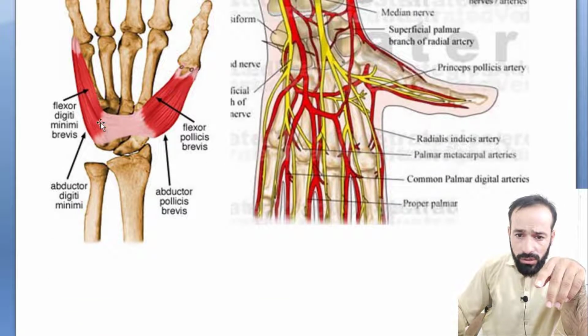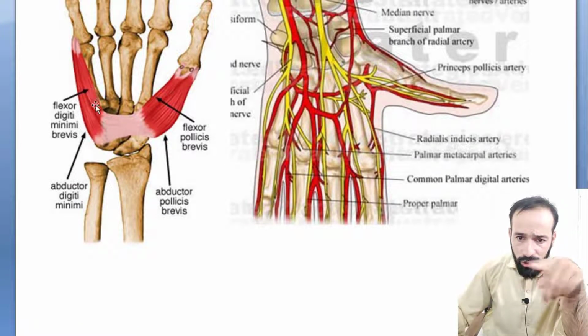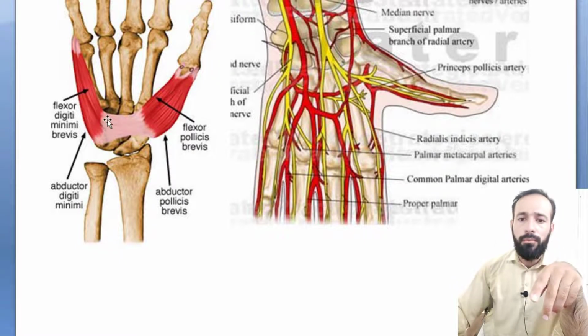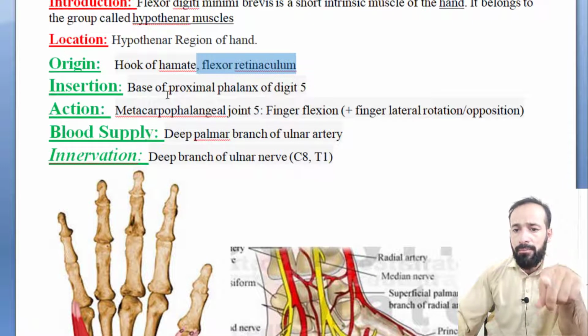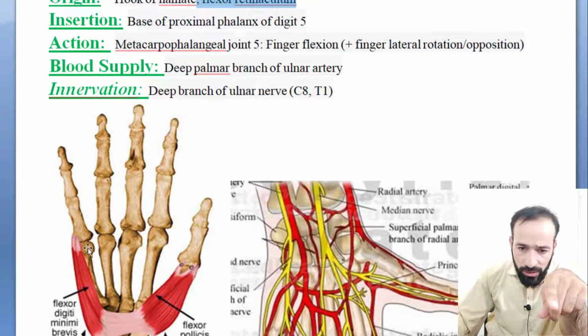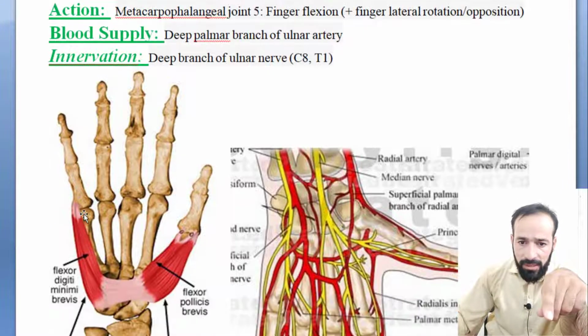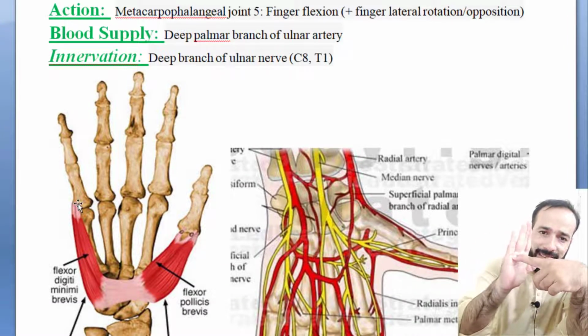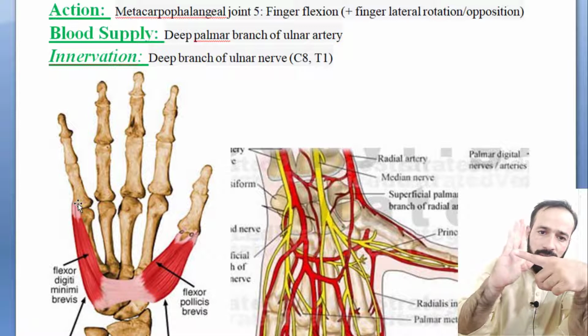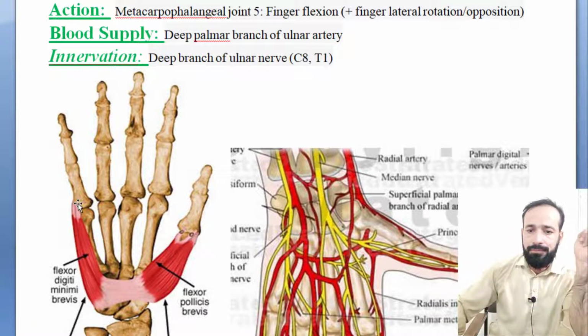This is flexor digiti minimi, this one, right? Medially, flexor digiti minimi gets its origin from the hook of hamate bone, and this is the flexor retinaculum, right? So from here. And it inserts into the base of the proximal phalanx of digit 5. So you can see here the base of the proximal phalanx of digit number 5. It inserts here.